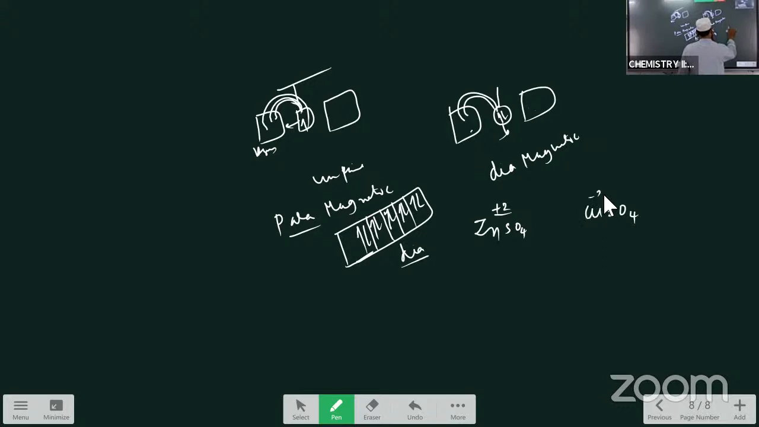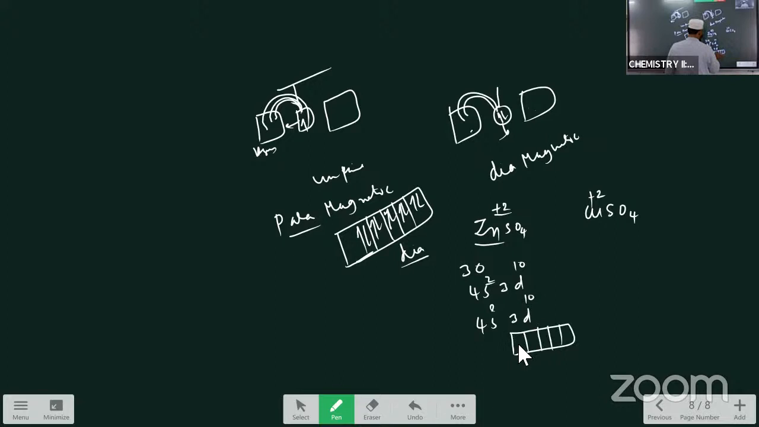In zinc sulfate, Zn is present in the +2 oxidation state, and in copper sulfate, CuSO4, copper is also present in the +2 oxidation state. See here, Zn+2 configuration. The atomic number of Zn is 30. The configuration is 4s2 3d10. Zn+2 means 4s0 3d10 configuration. D10 configuration: 1 2 3 4 5 6 7 8 9 10, totally filled d orbitals. Therefore Zn+2 ion is not attracted towards the magnetic field, it is repelled by the magnetic field.